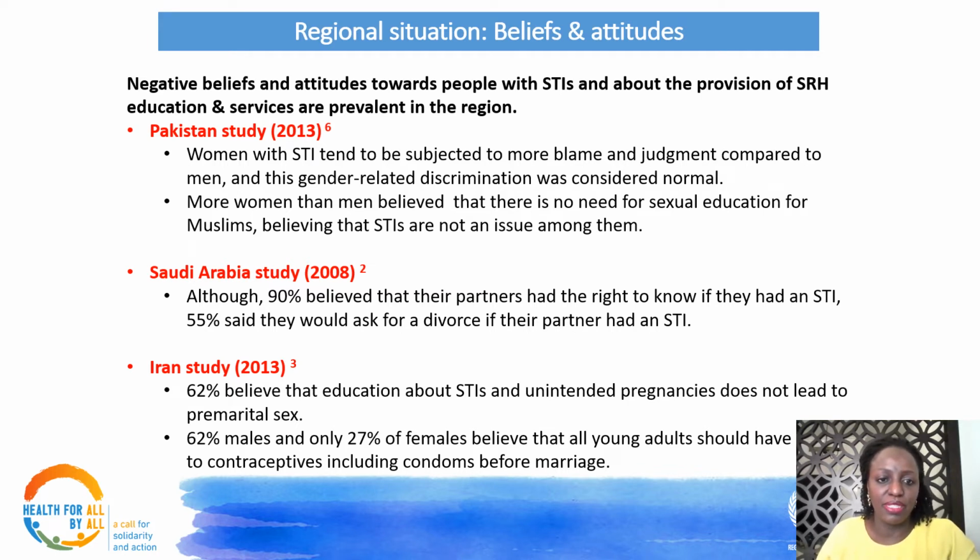The Saudi Arabia study showed that although 90% believed that their partners had a right to know if they had an STI, 55% said that they would ask for a divorce if their partner had an STI. In the Iran study, 62% believe that education about STIs and unwanted pregnancies does not lead to premarital sex, and 62% males and only 27% females believe that young adults should have access to contraceptives before marriage.